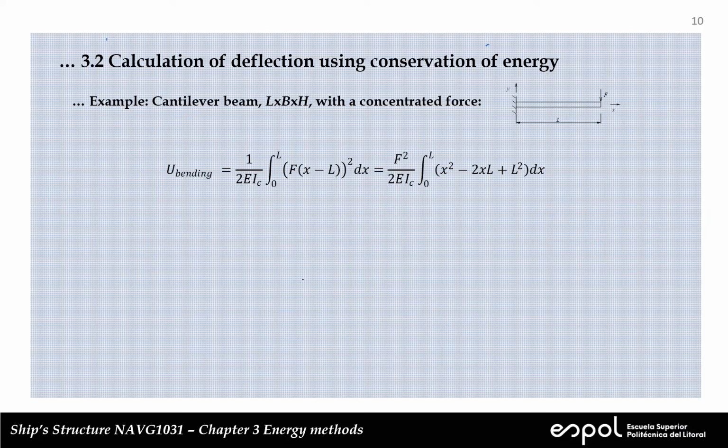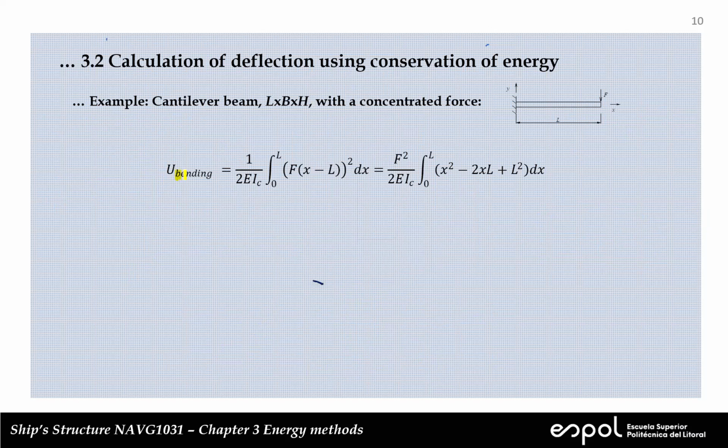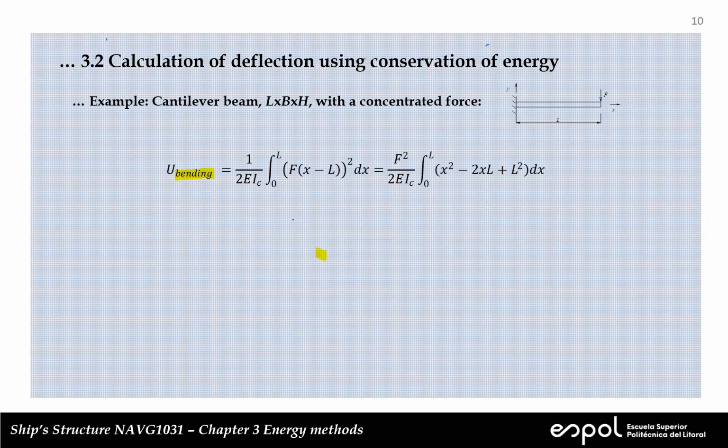Please be careful because in this case, explicitly, we are considering U for bending, just U for bending. So in this case, this is the bending moment that we deduced previously, and we can proceed to integrate and obtain finally this value.